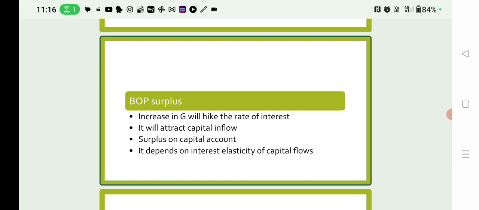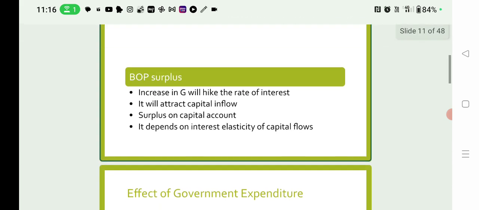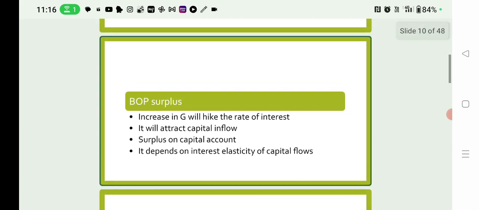It also depends on several other factors, like the interest elasticity of capital flow. When the interest elasticity of capital flow is greater, lower changes in the rate of interest will lead to higher inflow of capital. And when the interest elasticity of capital flow is lower, then even higher changes in the rate of interest will bring only smaller changes in the level of investment.